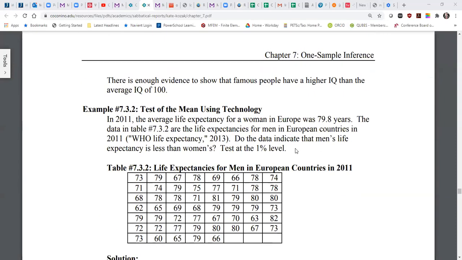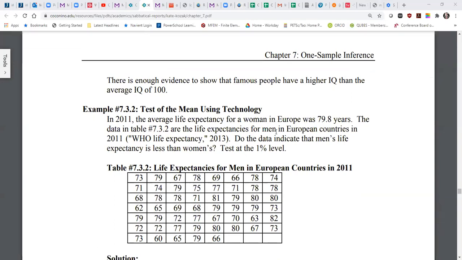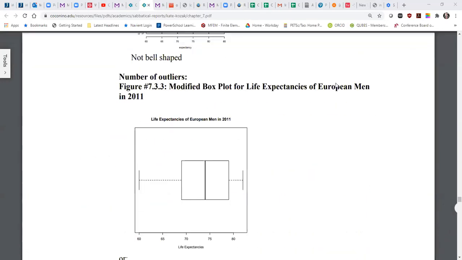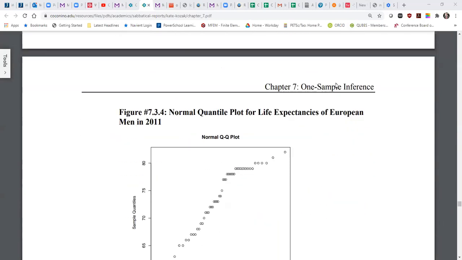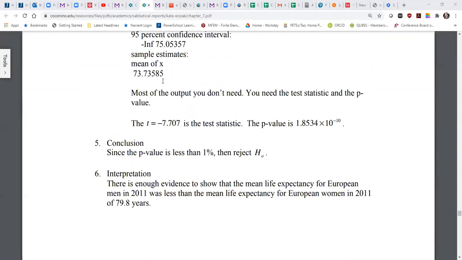Yeah, for this one, life expectancy. Maybe you can consider this as a sample in healthcare or something like that, because it's talking about the life expectancy for women in Europe. Yeah, this is the data. And this is how to solve the problem using the calculator, and you can also use programming.